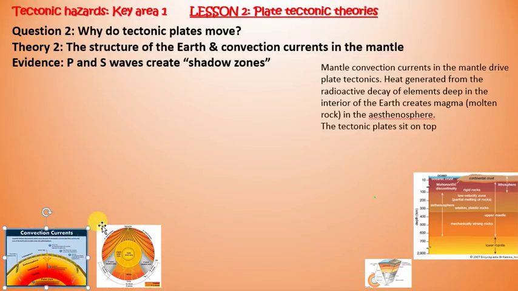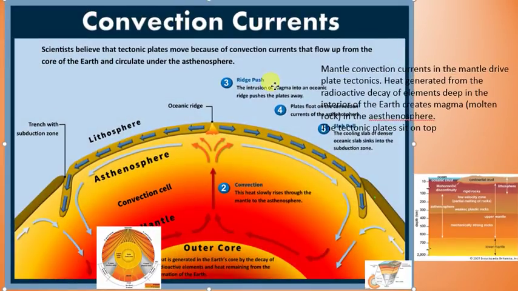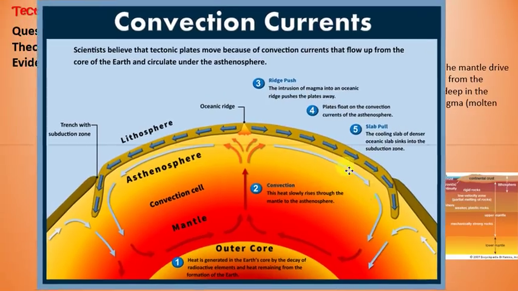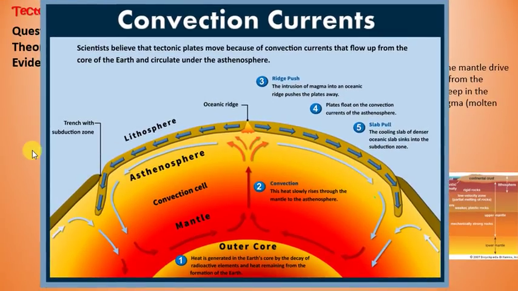Now, what is causing these plates to move? Quite simply, if we trace it back and look at the outer core, heat is generated by radioactive decay in the Earth's core. So this is the source of the heat. That then goes into the mantle and the asthenosphere. And when you get an imbalance, something that's really hot and something that's cooler, relatively speaking, you're going to get convection.